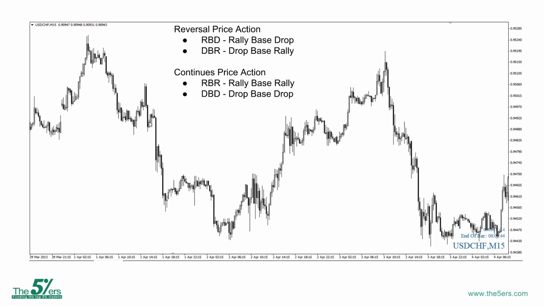Okay, so we have four situations of markets moving. We have a rally, base, and drop, meaning that we have a reversal situation. We also have a drop, base, rally. So it's a reversal from moving down to up. Okay, so we call it RBD and DBR.